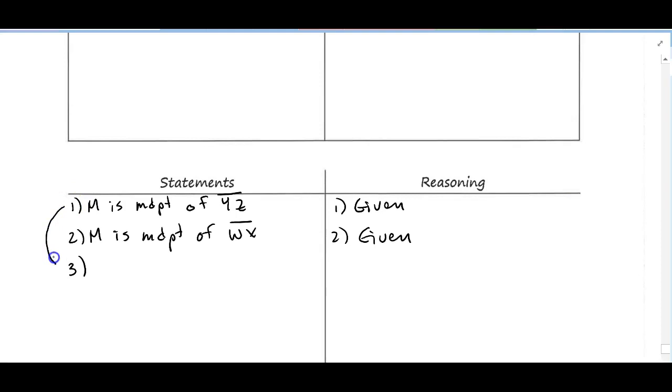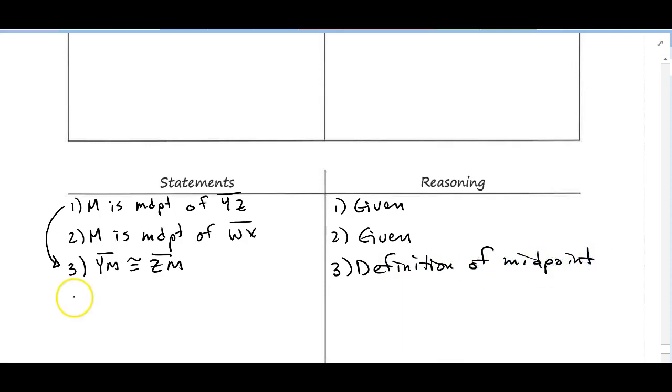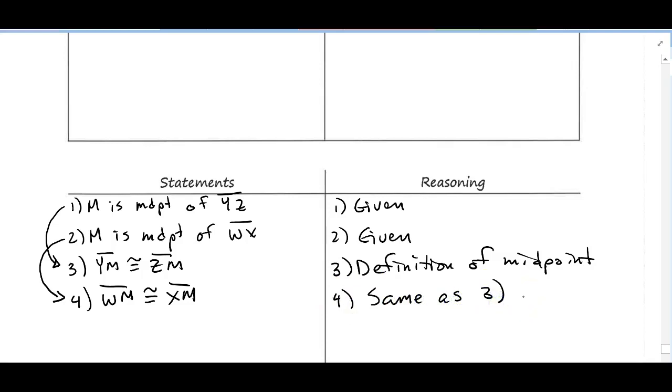So since I know that M is the midpoint of YZ, I know that YM is going to be congruent to ZM. And my reason is definition of midpoint. And since I know that M is also the midpoint of WX, I know that WM is congruent to XM, and that is also definition of midpoint. So I'm going to write same as 3. You could write out definition of midpoint if you want.